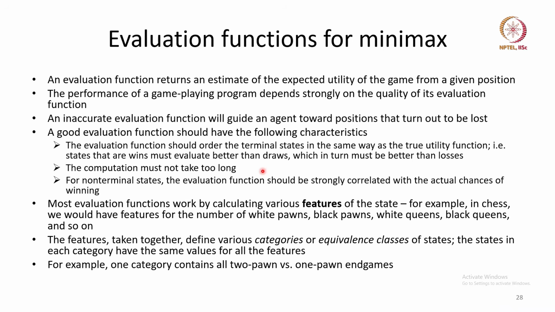Most evaluation functions use features of the state. If you have one configuration, maybe things like the number of white pawns you have, the number of black pawns, the white queens, the black queen, and all the other things. Maybe the position of the king, overall material advantage. All these things can be taken as features of a state. So you can have various categories, for example, 2 pawn endgames, 1 pawn endgame, etc.